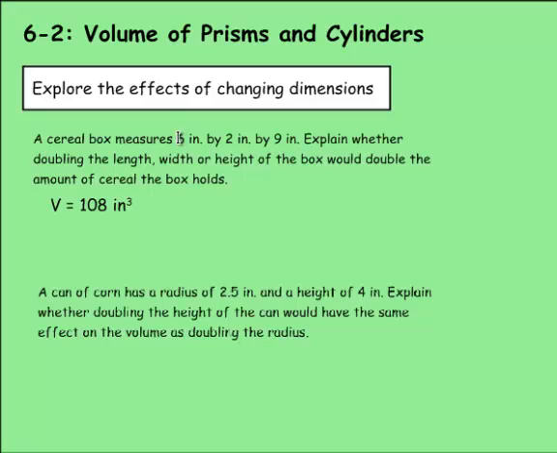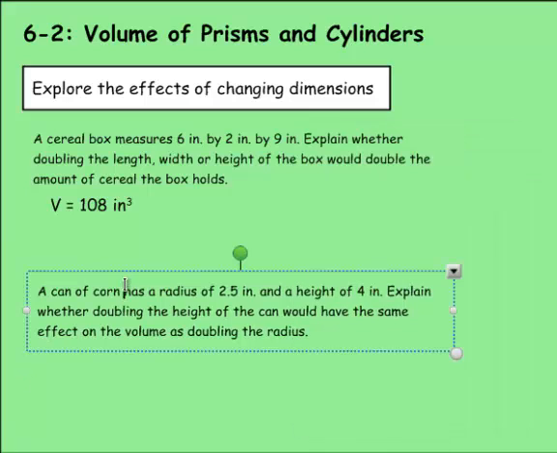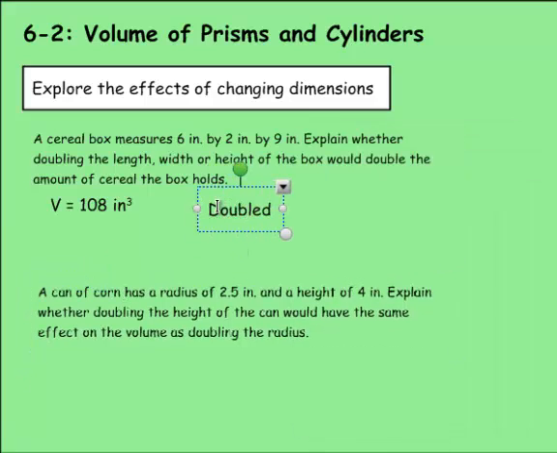Let's find out. Let's make this 12. So 12 times 2 would be 24. 24 times 9 equals 216. So doubled length would equal 216 cubic inches. And that looks like this is twice as much as that. So this would double. Let's double the width then.